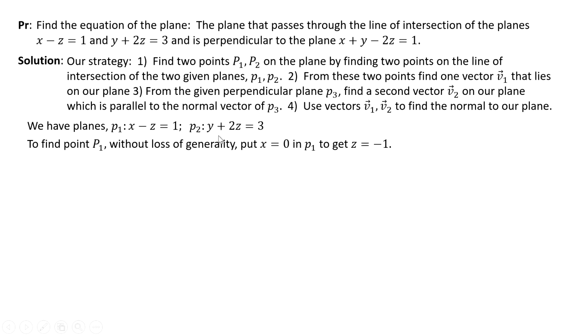Take that z equals negative 1 and plug it into this P2. So we have y plus 2 times negative 1 equals 3. Put this in P2 to get y equals 5. y minus 2 equals 3, so y equals 3 plus 2, and so y is 5. So that (0, 5, negative 1) is P1.